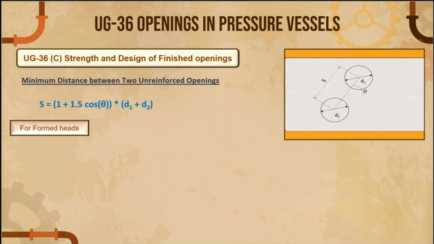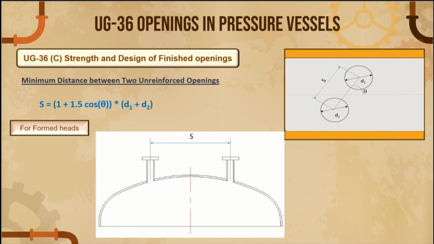For formed heads, what is the minimum distance between two unreinforced openings in a formed head, guys? The code gives the formula for this, that is S = 2.5(D1 + D2). So this is the formula you need to apply for formed heads if you want to calculate the minimum distance between two unreinforced openings. So this is all about UG-36C, guys, that is strength and design of finished openings.